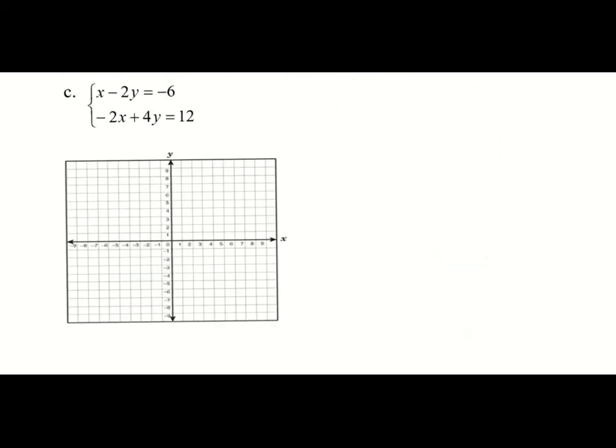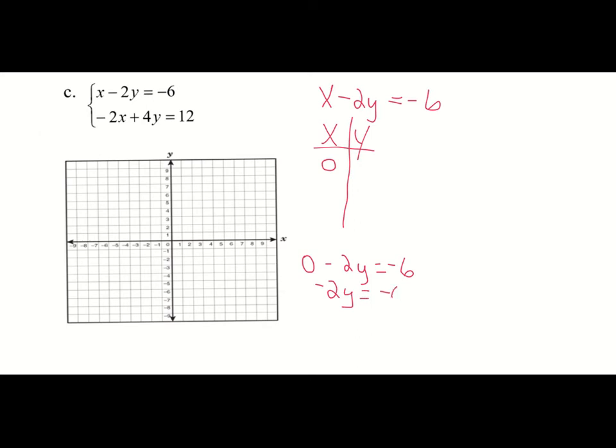All right, now we're going to graph our last system. So let's look at our ordered pairs that we're going to make. Our first equation is x - 2y = -6. So again, I'm going to make a t-chart. I'm going to plug in a 0 for x because it makes it easier. So if I do 0 - 2y = -6, that means I'm going to have -2y = -6. Divide by -2. So y = 3.